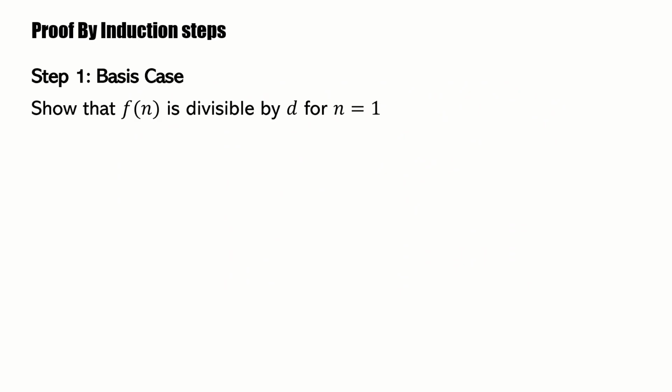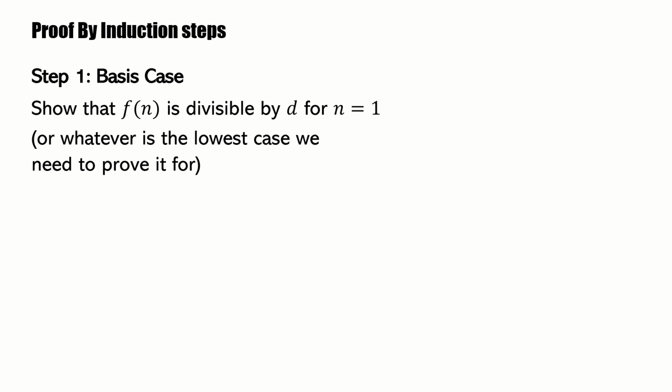Well, it's the same rough structure that we're used to seeing for proof by induction by now. The first step is the basis case, which is to say that if we're trying to prove that f of n is divisible by d, we've got to show that it's true for n equals 1. However, it's worth pointing out, as in the last video, n equals 1 is 99% of the time the basis case, but you do have to adapt.